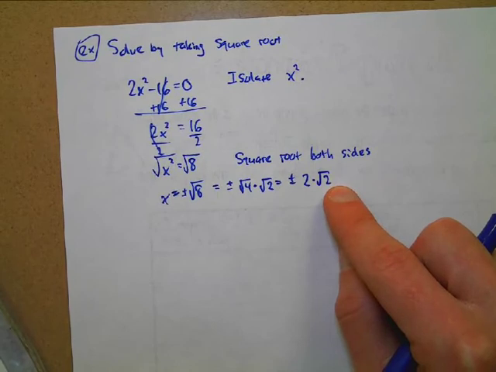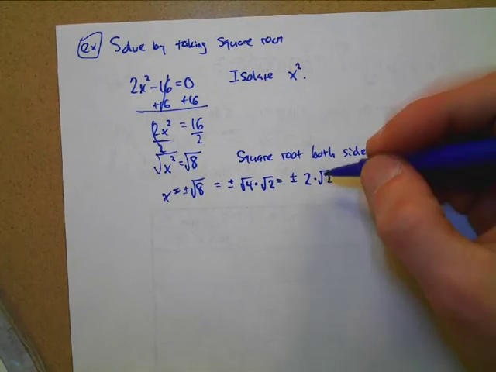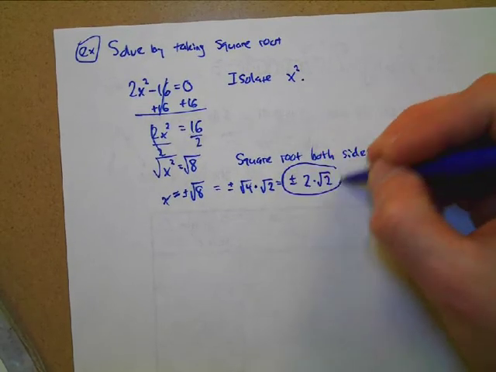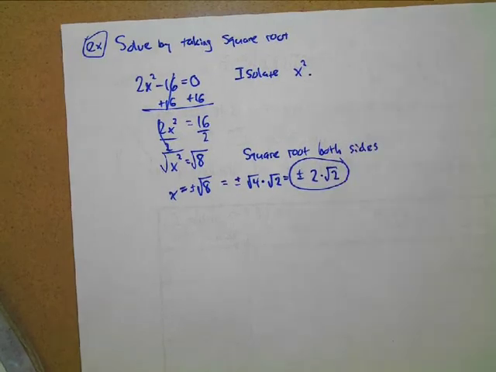Can we divide any perfect squares out of this 2 right here? No. So this is as simple as we can get, and that's our final answer: positive 2 root 2, negative 2 root 2. Okay? All right, got one more for us here, and then I'll get you guys a problem.